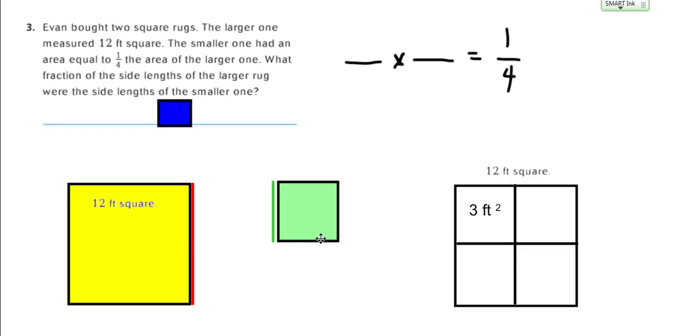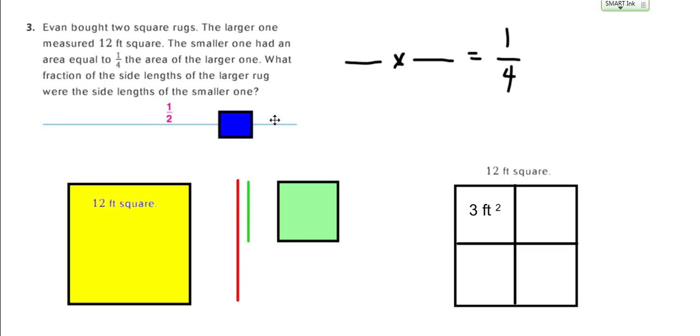Now let's think about the sides for a moment. If this represents the side of the larger rug, and this represents the side of the smaller rug, let me just move these lines so we can see them. What they're basically asking us is what fraction of the red line is this green line. And visually you can see that the answer is a half.